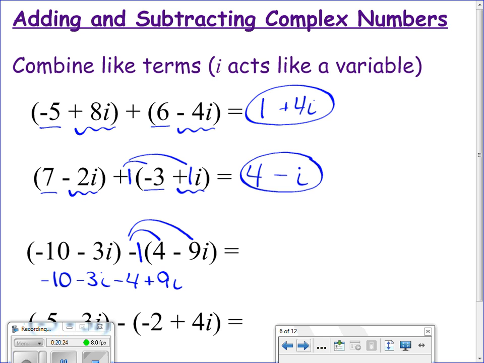Perfect. Yeah, if there's a negative in front, think about that. If you distribute a negative 1, it changes things. If you distribute a positive 1, it doesn't change anything. All right, so once you distribute that negative, then it's like terms. Yes, it is. So negative 10 minus 4 is negative 14. Negative 3i plus 9i is a positive 6i.